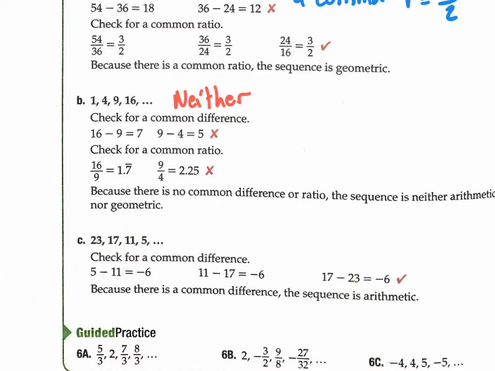Okay, again, arithmetic has a common difference. Geometric has a common ratio. And whether you want to find the common difference or the ratio, you pick a number and use the previous number from it, okay? So 11 take away 17, 5 take away 11, 17 take away 23. They all give you -6 as the common difference, so this is arithmetic. Arithmetic, why? Because it has a common difference. And the common difference is -6.